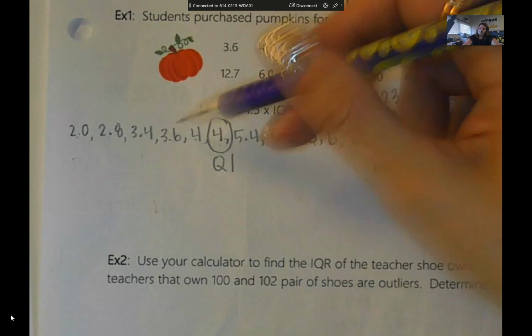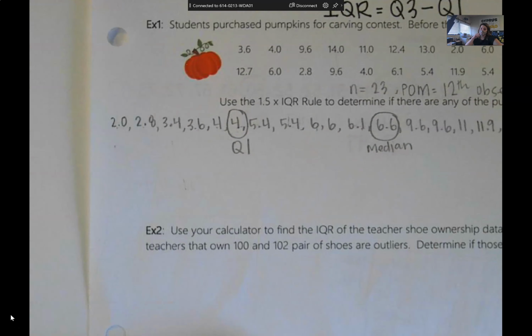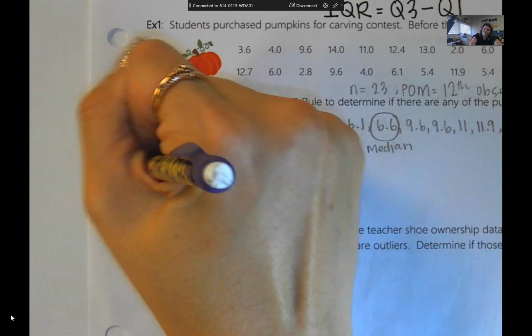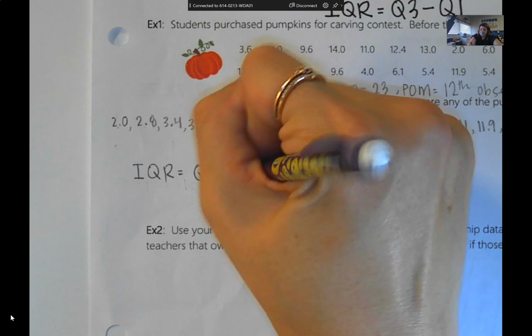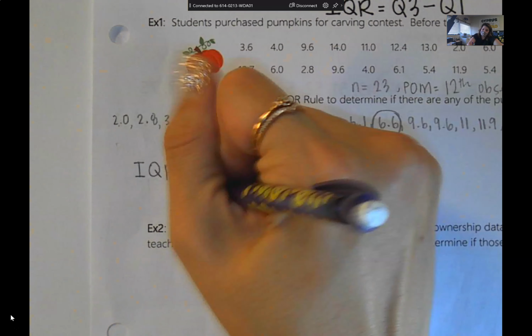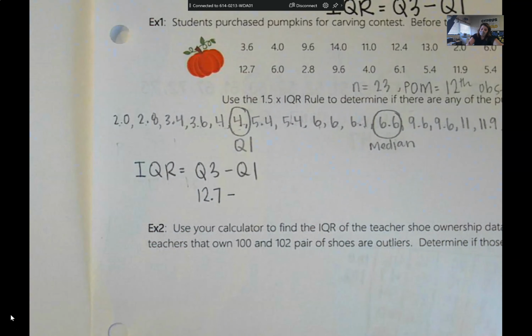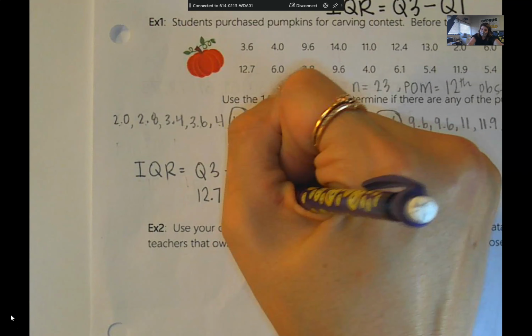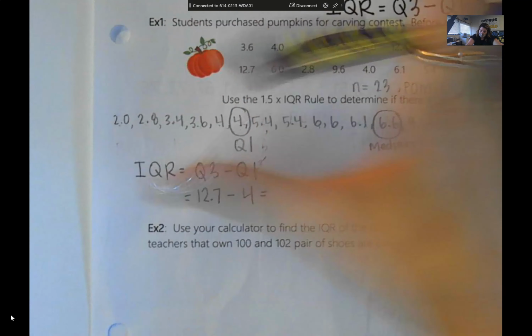Okay, so now let's use these quartiles to figure out if any of our pumpkins are outliers. The first thing I'm going to do is find my IQR. That's Q3 minus Q1. So Q3 was 12.7 and Q1 was 4. So we're going to subtract those. And what do we get?